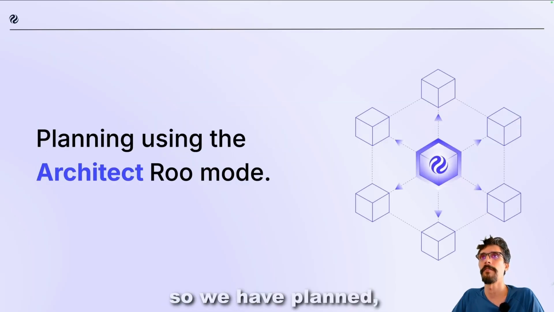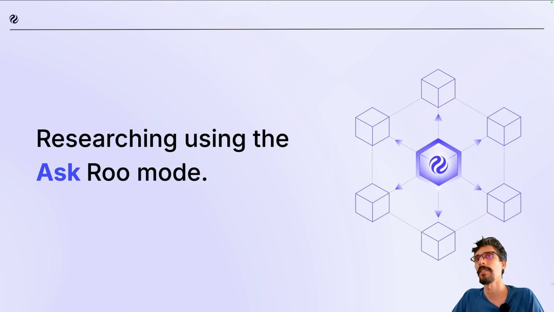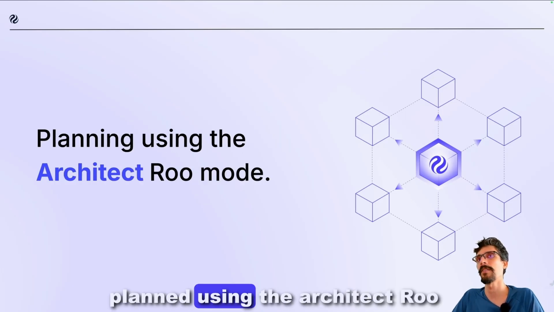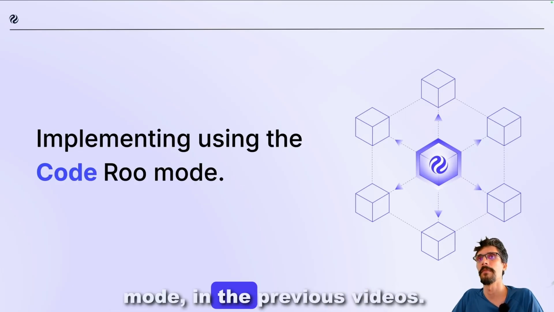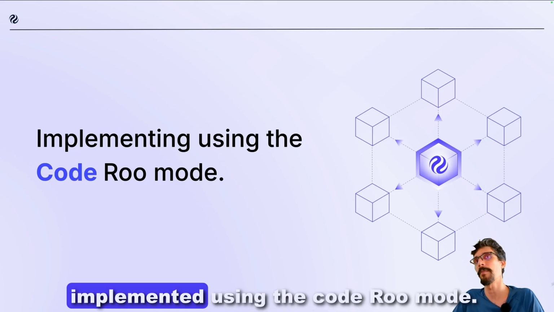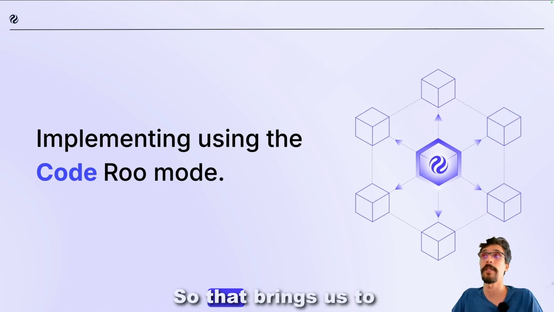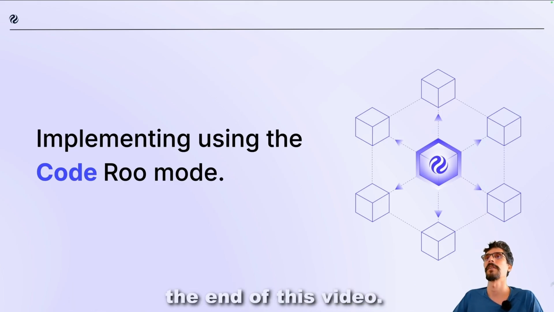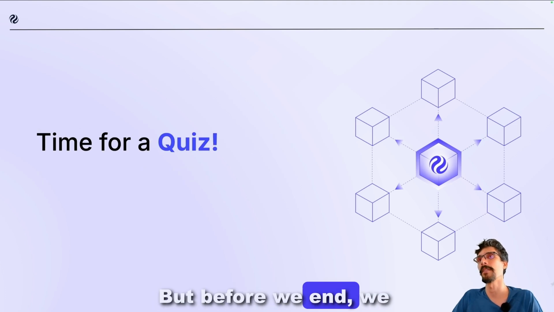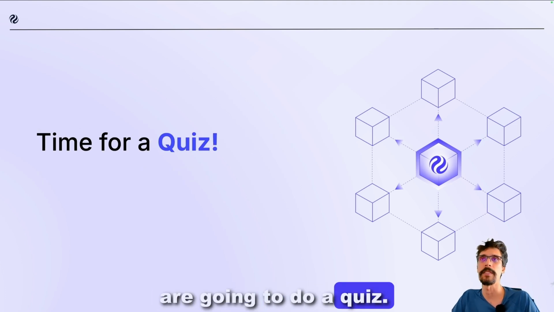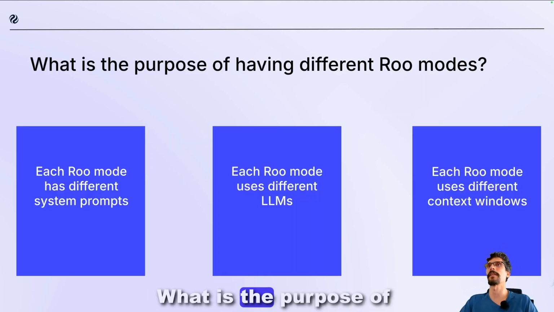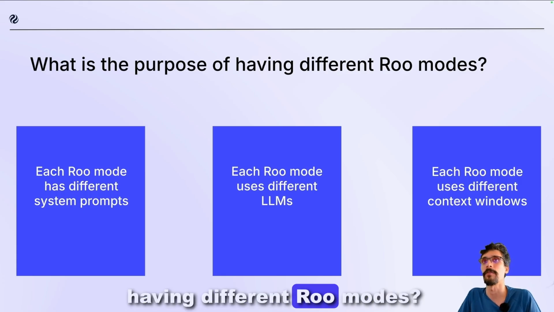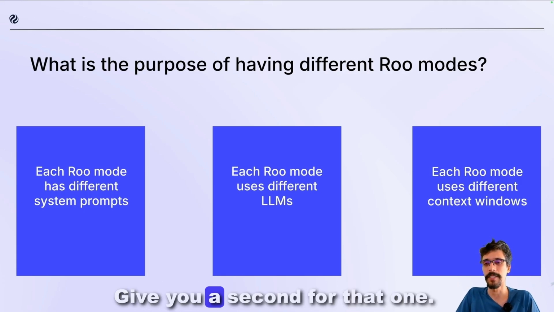So we have planned and we have researched in Ask Roo mode, and we have planned using the architecture Roo mode in the previous videos, and in this video we have implemented using the code Roo mode. So that brings us to the end of this video, but before we end, we are going to do a quiz. What is the purpose of having different Roo modes? I'll give you a second for that one.